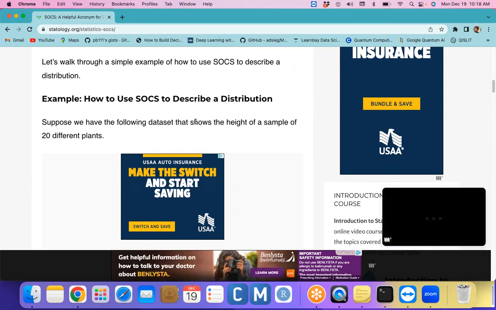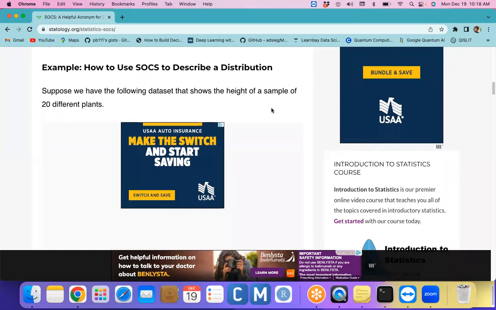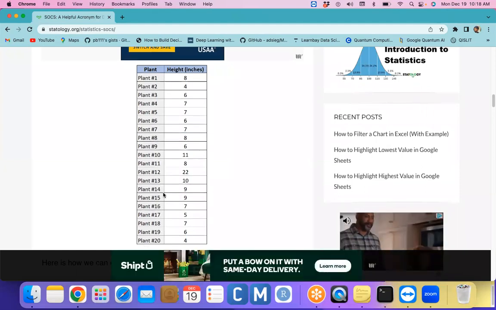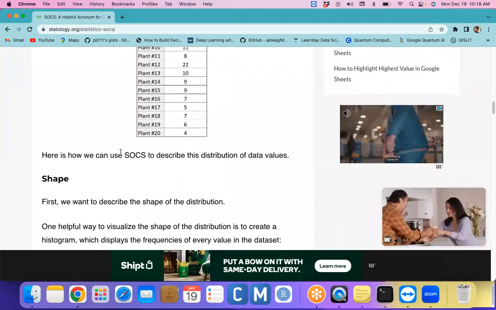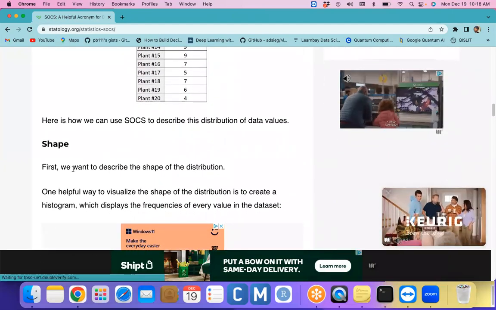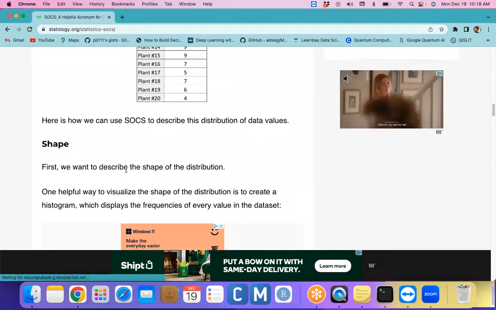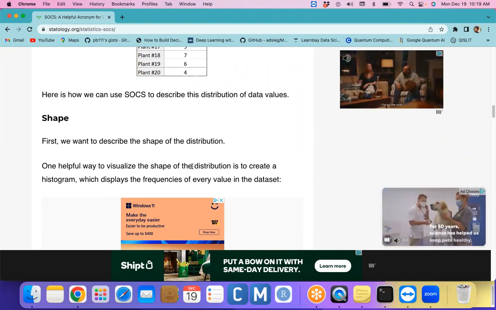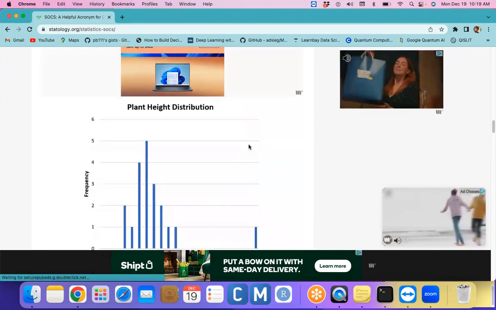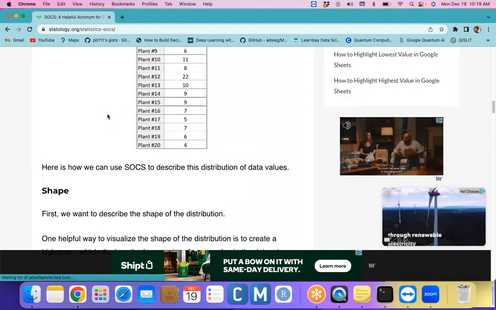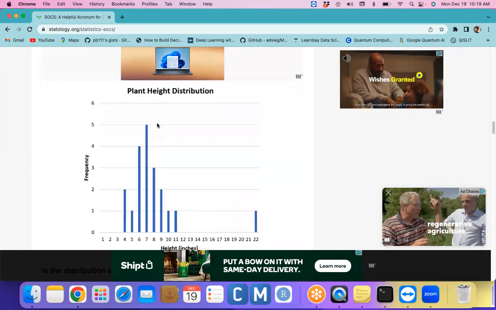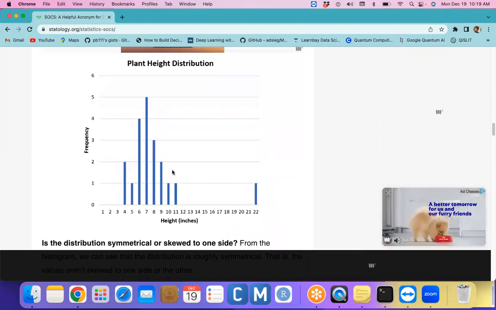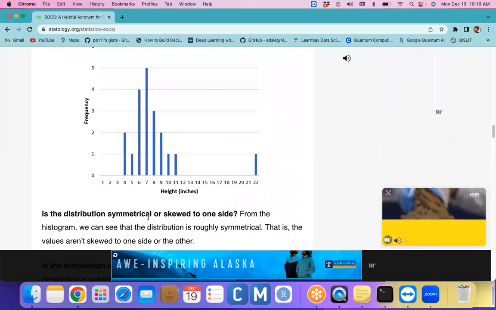Suppose we have the following data set that shows the heights of a sample of 20 plants. Here we have the 20 plants, right? With this data we can try to figure out the shape. First we want to describe the shape of the distribution. One helpful way to visualize the shape is a histogram. When you plot these values in a histogram and get this kind of graph, we see whether the data is a symmetric distribution or not. Is the distribution symmetrical or on one side?